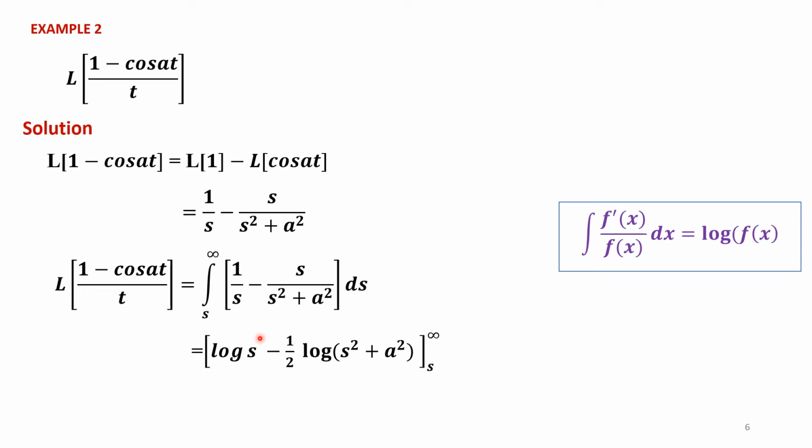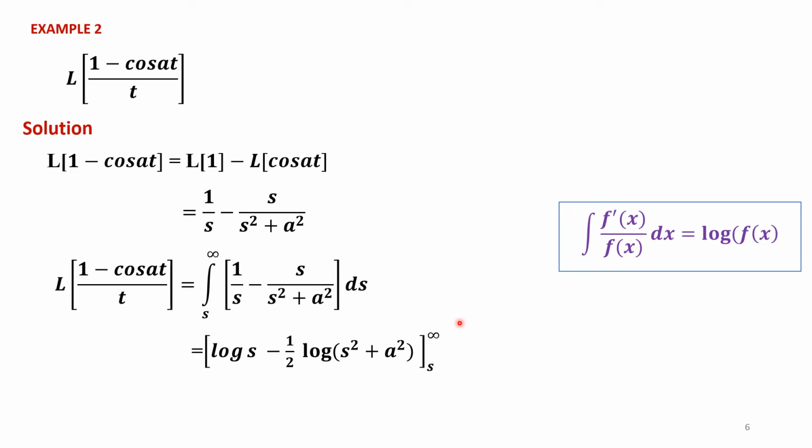So the integration of 1 by s is log s, minus. To again bring this in the form f dash of x upon f of x, we should have 2, because 2s upon s square plus a square will give log of s square plus a square. The derivative of s square plus a square is 2s, and this 2 is missing here, so multiplying and dividing by 2, 1 by 2 will be out, and then this whole term can be replaced by log of the denominator. So it is log s minus half log s square plus a square between the limits s and infinity. Okay, now we have to combine both these log functions to apply the limit s equal to infinity.